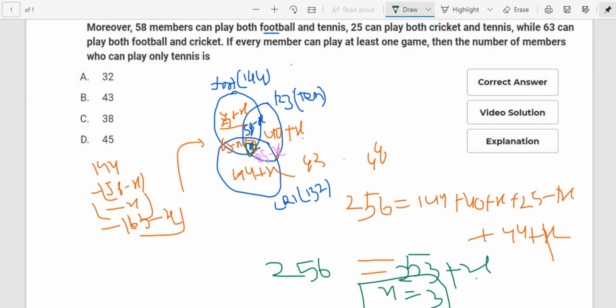If I get the value of X, that is the central value, so I put it anywhere and get the answer of this question. The question is asking, if every member can play at least one game, then the number of members who can play only tennis is. So the value for tennis only is 40 plus X, where X is 3, that is 43. So the correct option here is B.